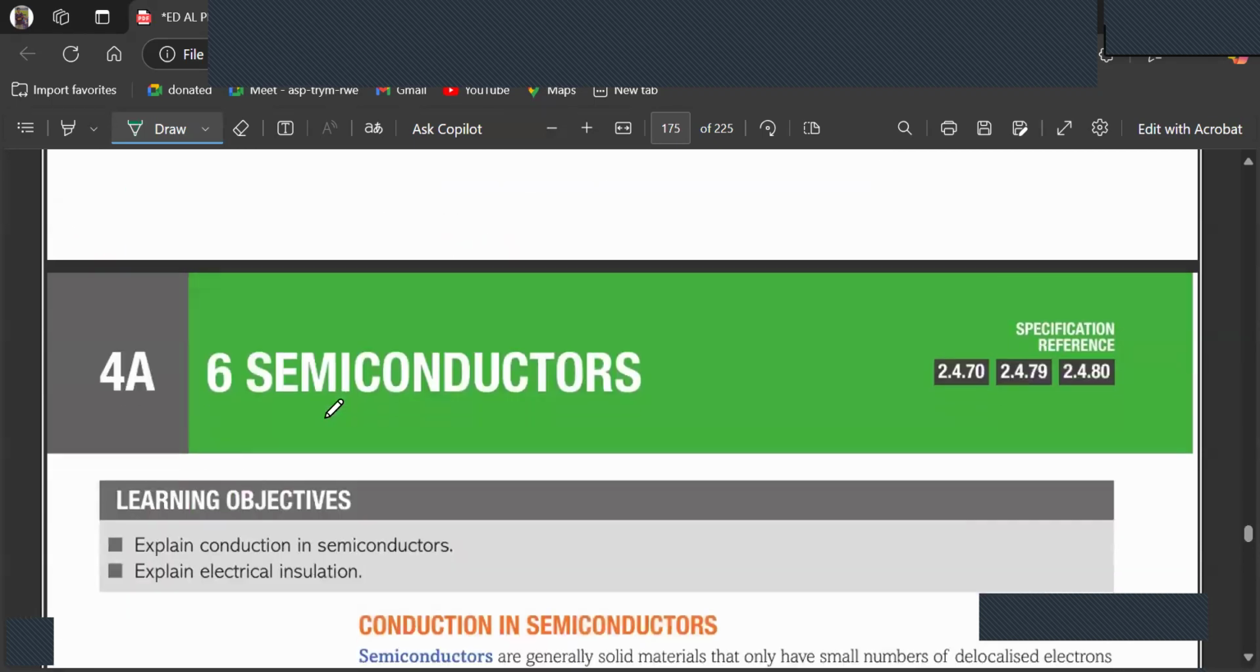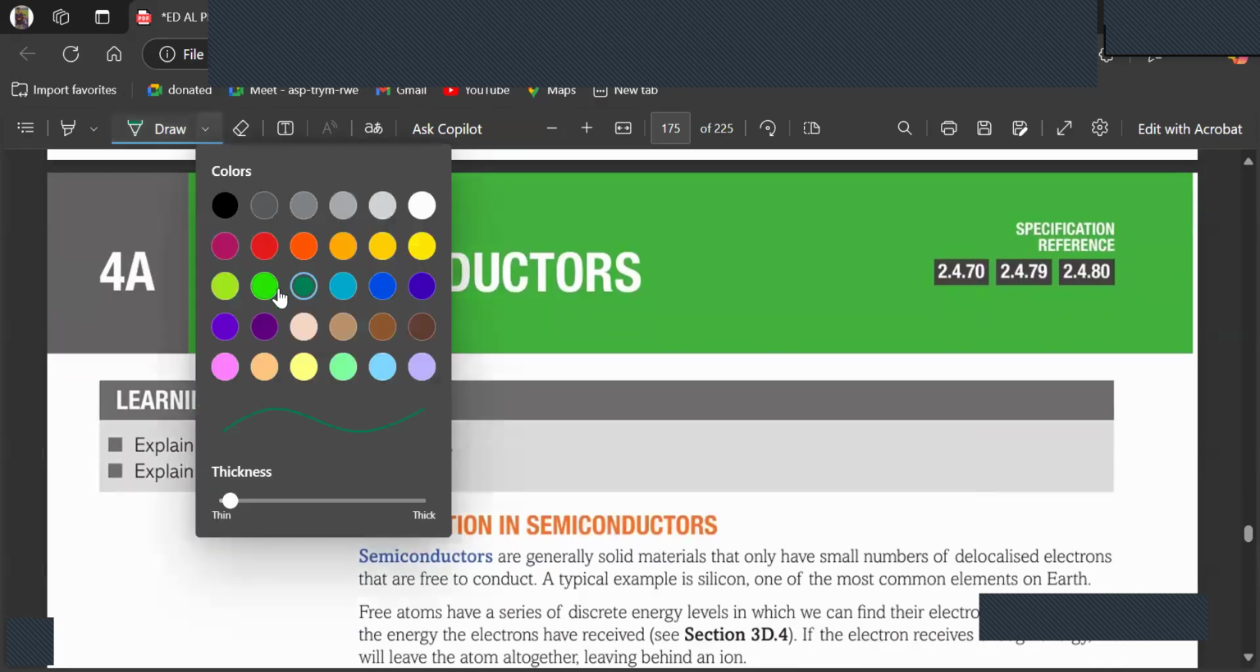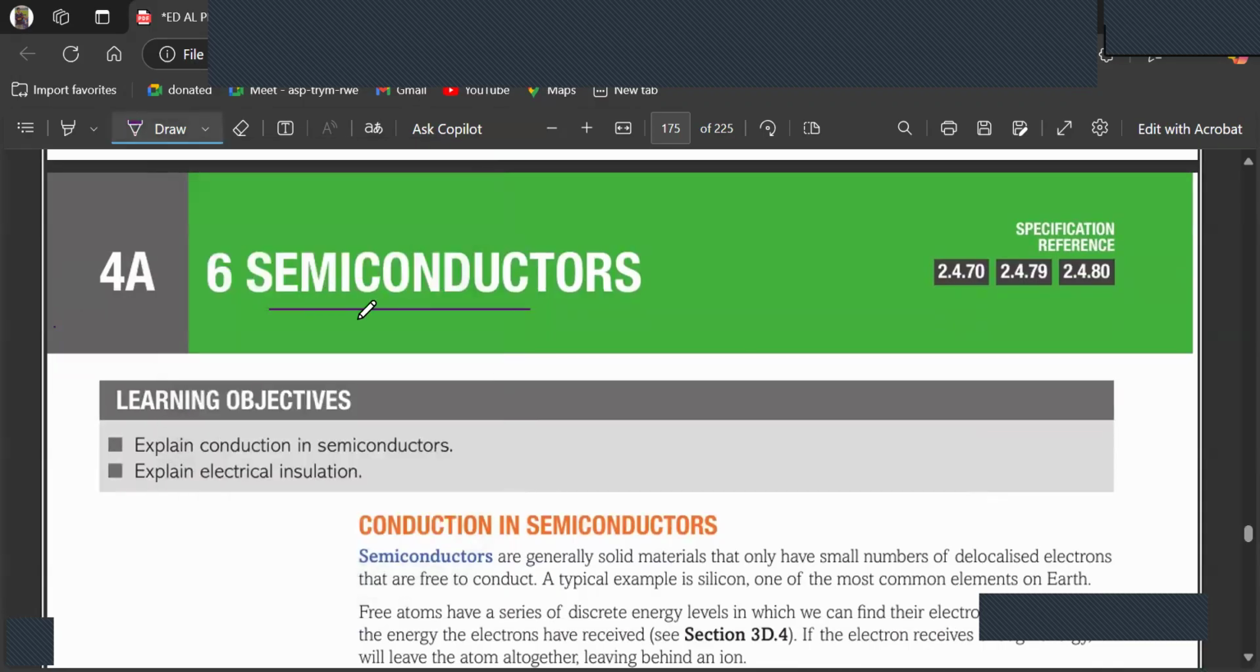Got it? So, what do you understand by the term semiconductors? Semiconductors have delocalized electrons that are able to conduct, typically silicon and other materials.